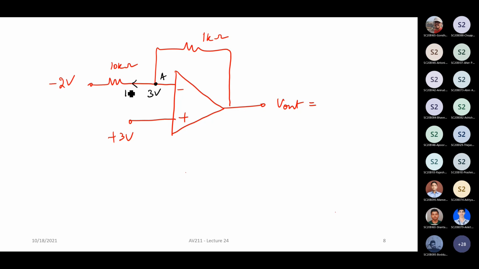What is this current here? 0.5 milliampere. Yeah, it is basically 5 volt divided by 10K, which is 0.5 milliampere. Okay. Now the same current has to flow like this. And what is the voltage here?